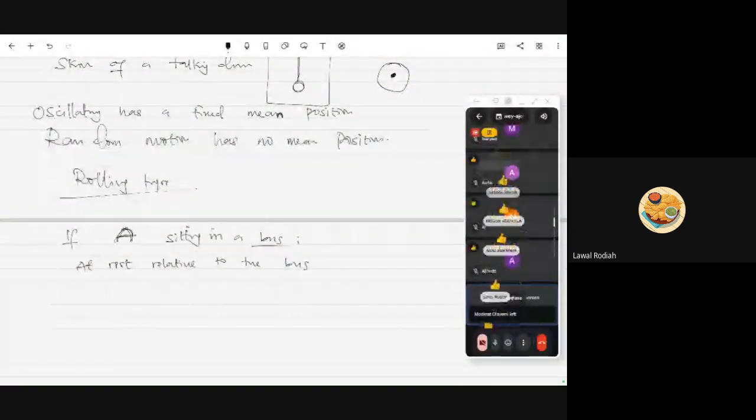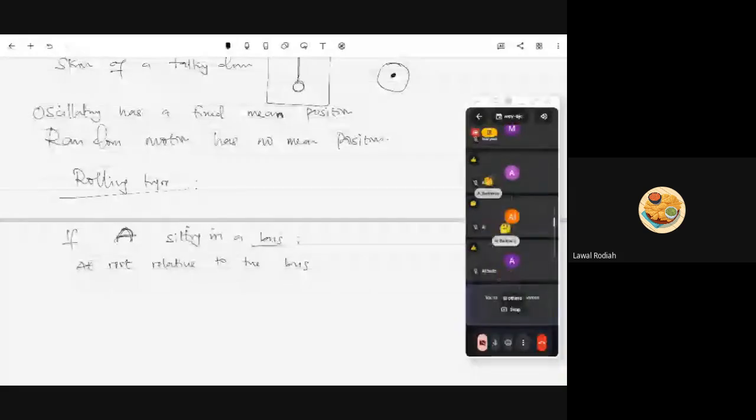So, if an object is inside a box, that object is at rest relative to the box.